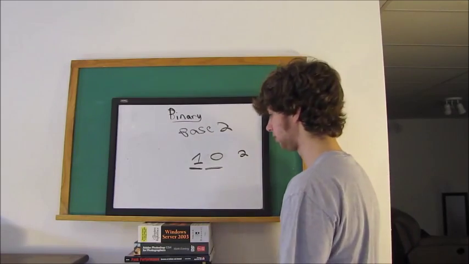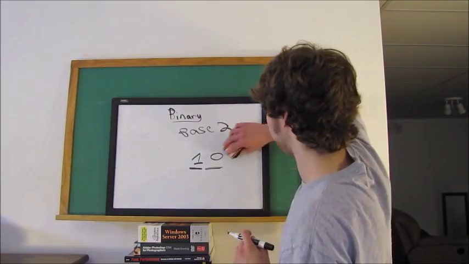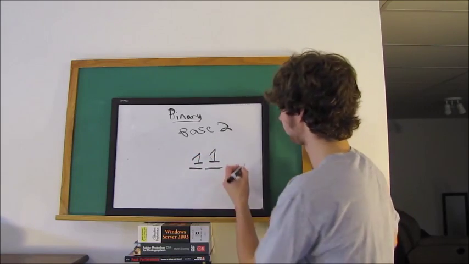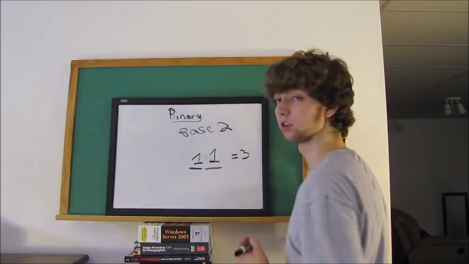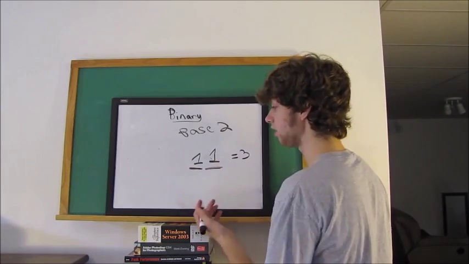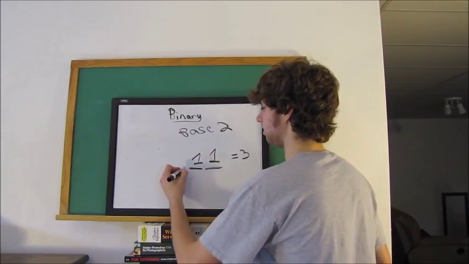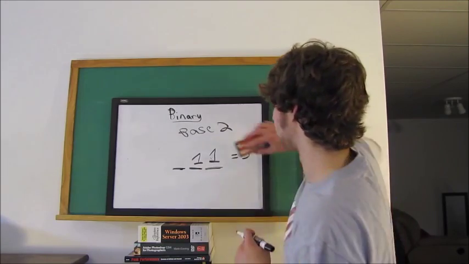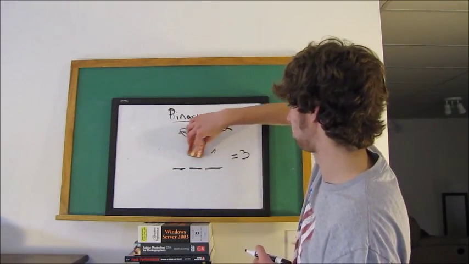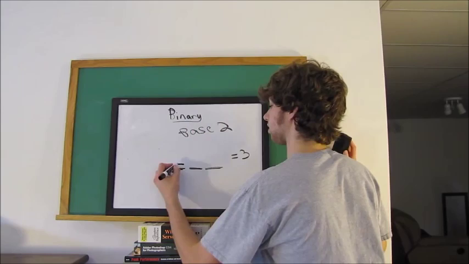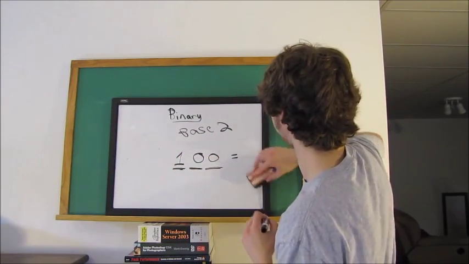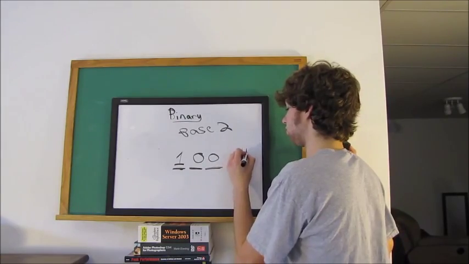If we keep doing it, so if we add 1, this is 3. Then if we add another 1, well, we have to add another place marker because we can't have any extra numbers. Because we can only go to 1, we can't go to 2. So now we get this, 1, 0, 0. And this is equal to 4.